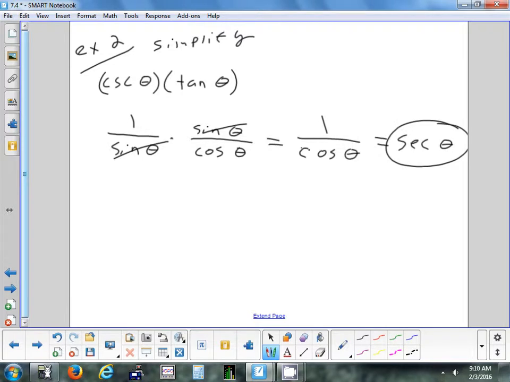So there might be a question, well, should you just stop at 1 over cosine, or should you change it to secant? I would argue that something that has a fraction is more complicated than something that doesn't. So I would get rid of the fraction if you can, and write it as secant. That's it. So the cosecant times the tangent is the same as just taking the secant. Any question on that one?